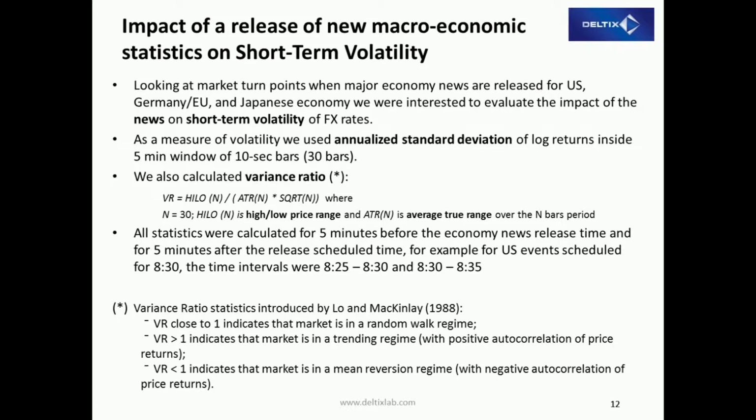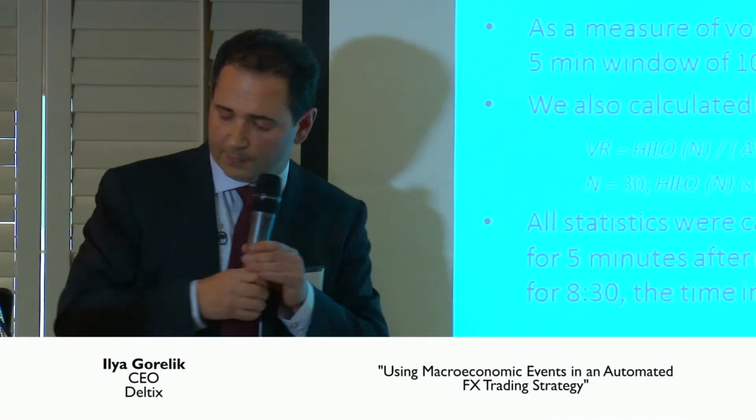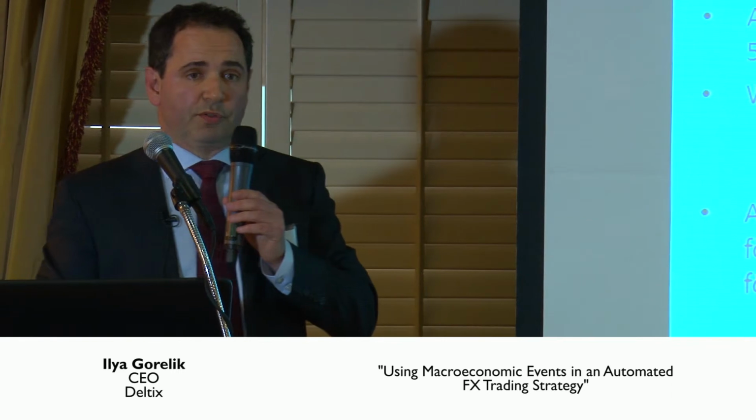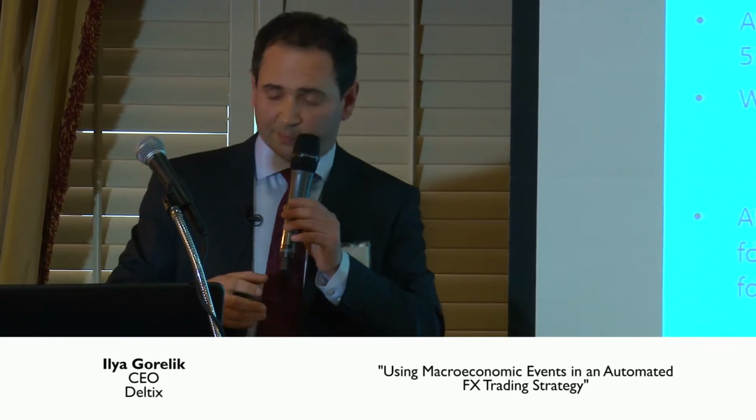The good news about the variance ratio is that if it's greater than 1, it assumes there's trending because of autocorrelation. If it's less than 1, then it's a random walk with a mean reverting pattern. If it's 1, it's just a completely random walk. Any questions so far? Good. So I'll move on.